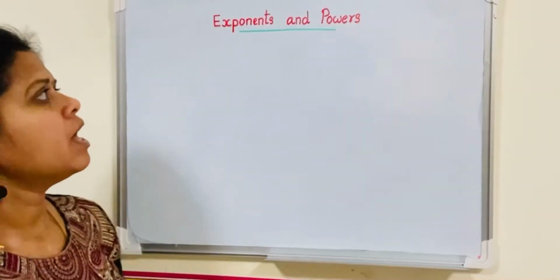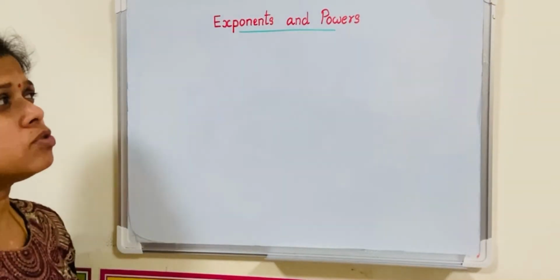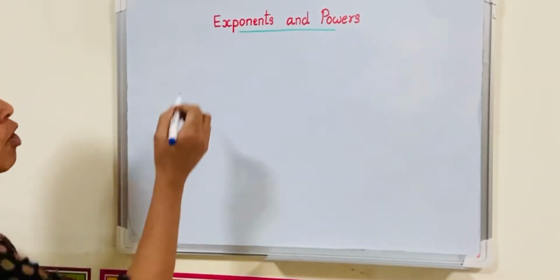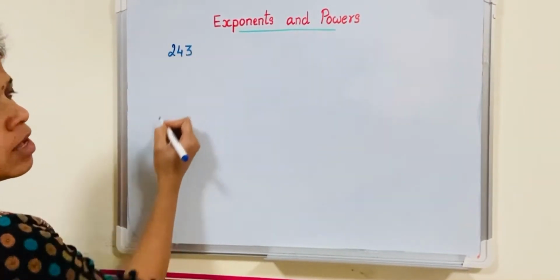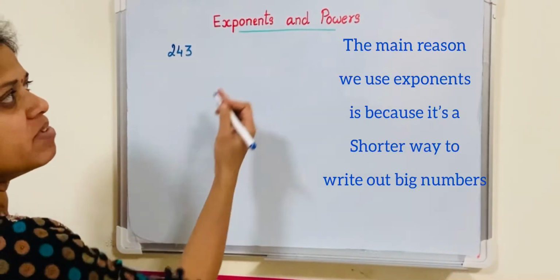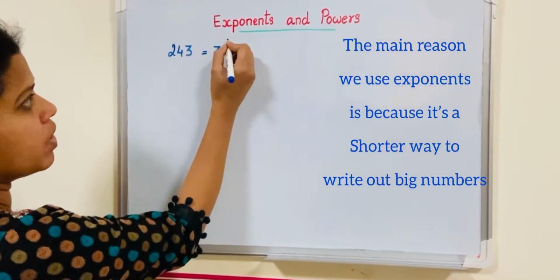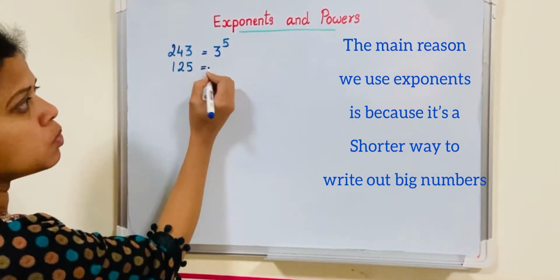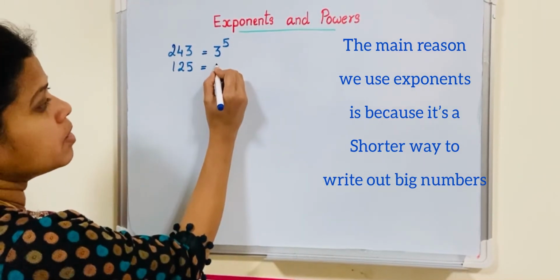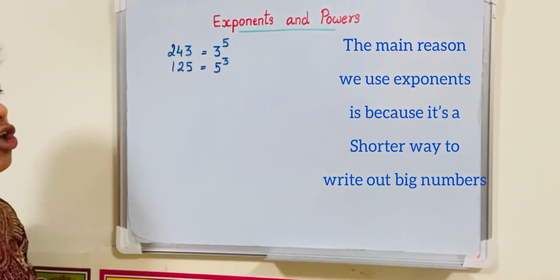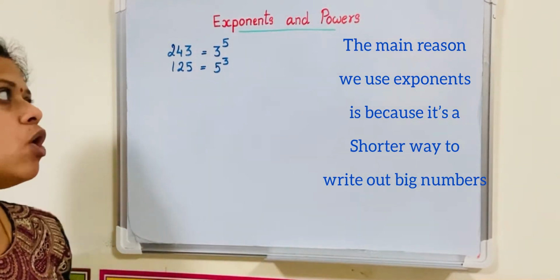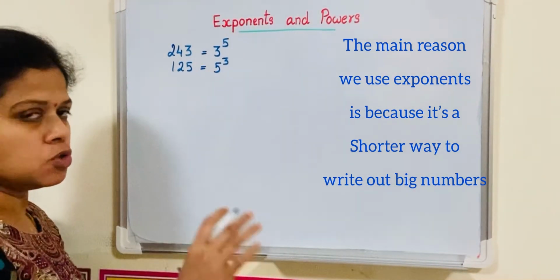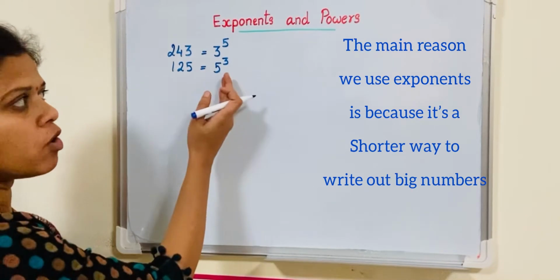So let's start. Exponents. Exponents are used to show a very large number in a simplified way. If you have to show 243, we can represent this number with the help of an exponent as 3 power 5. One more example, 125 can be shown as an exponent: 5 power 3. So if you have to show a very large number in a short way, exponents are used. It's a mathematical representation used to show a number in a short way.